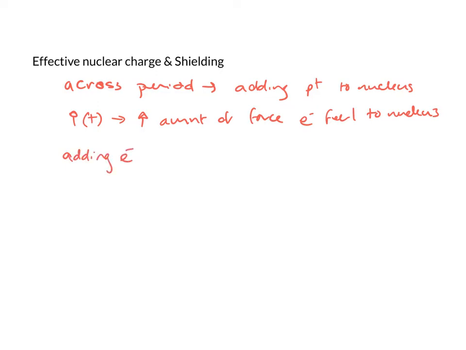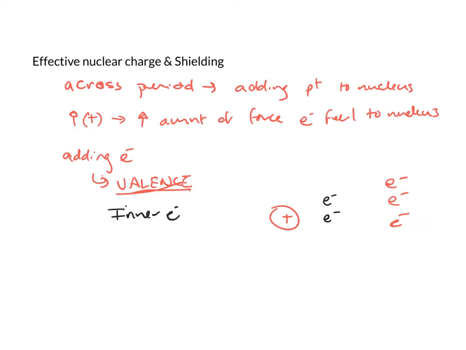But we're adding a specific type of electrons, right? As we go across a period, we're adding valence electrons. So we're adding electrons to the outermost energy level. So if here's my nucleus, here's my valence electrons, I'm adding electrons in approximately the same energy level as the outermost energy level. What I'm not changing is anything that's in here. So I'm not changing the number of inner electrons. The inner electrons remain constant.